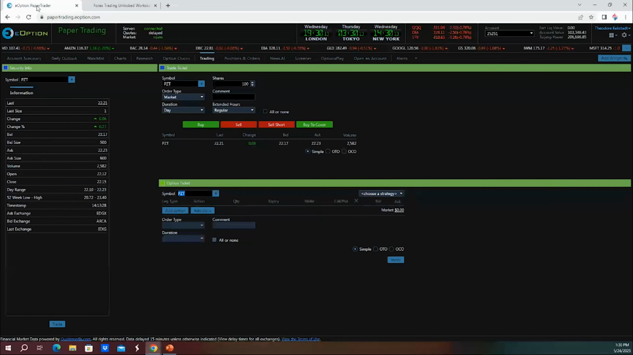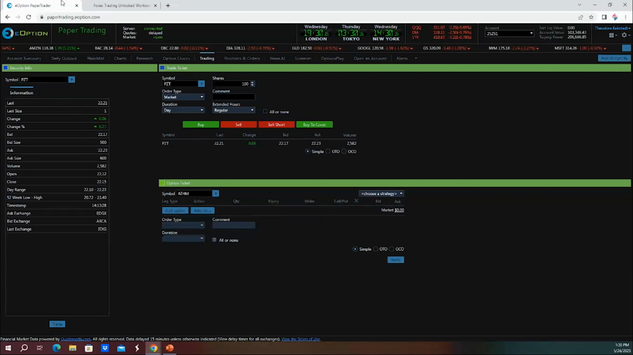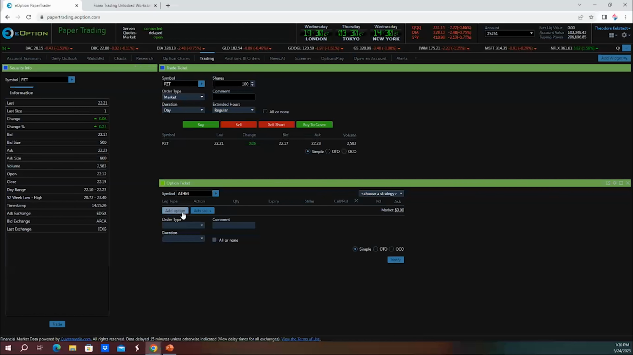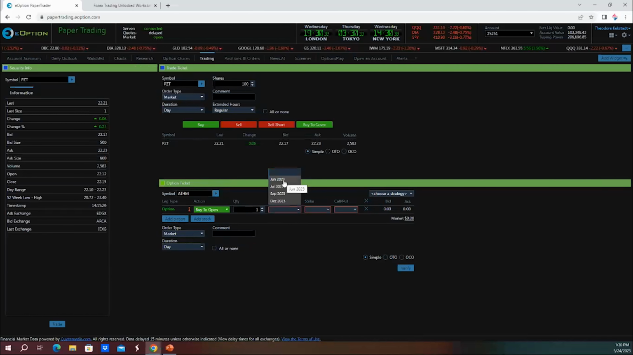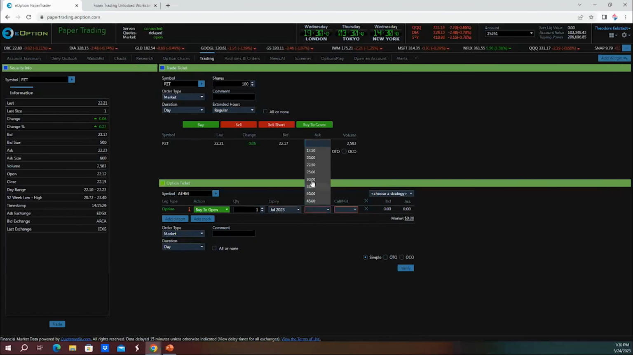Okay, so ATHM. Let's see if we can activate one of these trades here. We're going to do just the call, the 29 strike. So add an option, action buy to open, expiration. Here we go, folks, we got it. July. Wasn't that what we wanted? We wanted July expiration, $29 strike price.